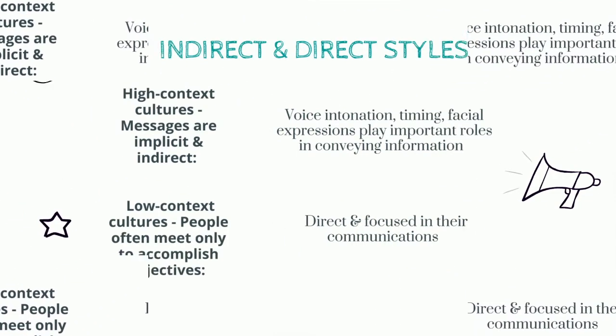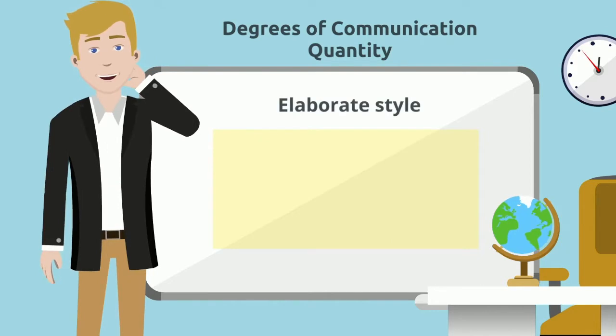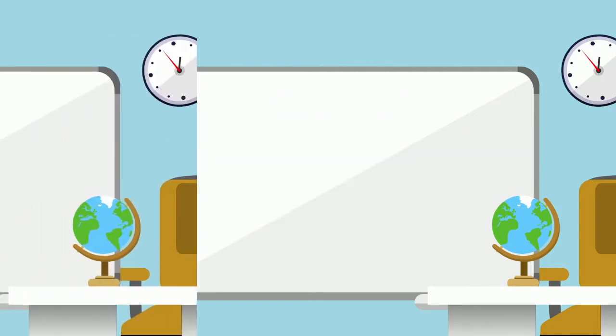There are three levels of communication quantity, that is elaborating, exacting, and succinct. Firstly, elaborating style. It comes from the word elaboration, which means to explain. High context cultures with moderate degrees of uncertainty avoidance are more popular with the elaborating style. This style is often used in Arabic countries.